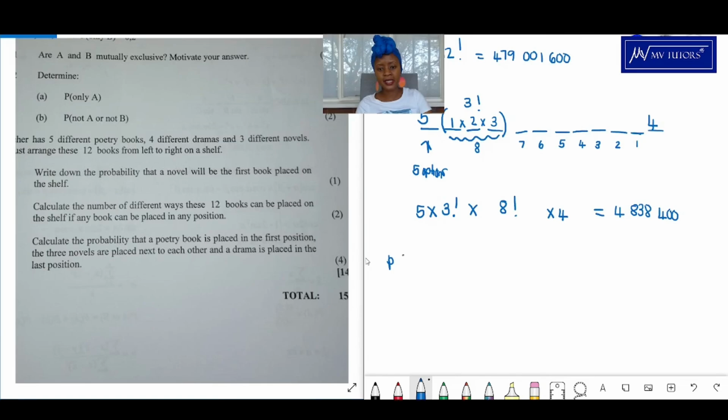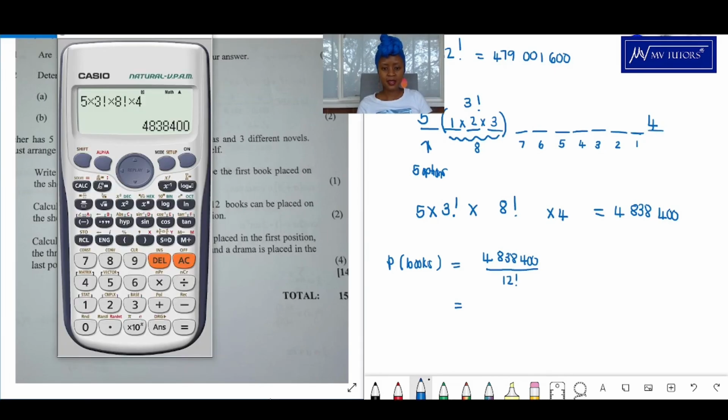Okay, so we need to calculate the probability that the books can be placed in such a position. Basically, we have 4,838,400 all over 12 factorial. Okay, and then our answer is 1 over 99, which is 0.01.